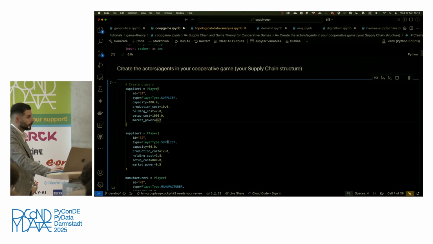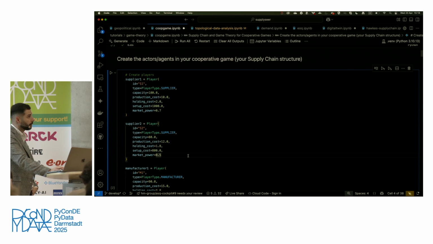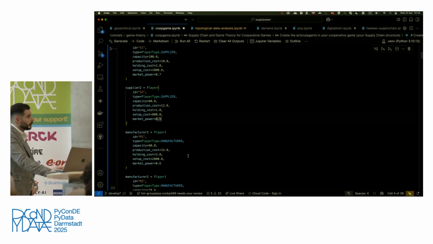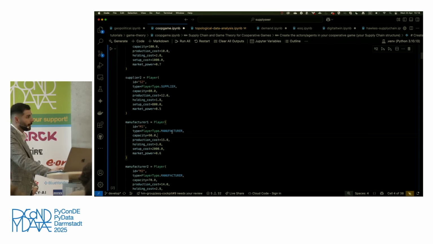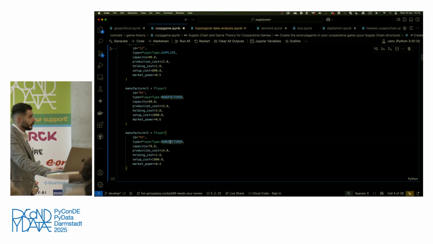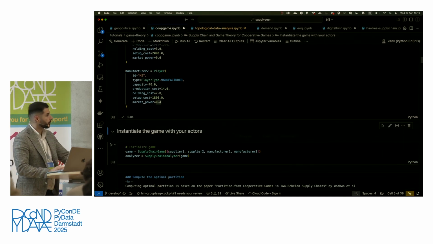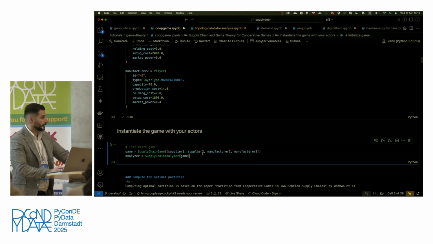The next supplier here in our game is supplier 2. They have different parameters, but they have a market power of 0.5, 50%. We also have player 3, which is a manufacturer, with a market power of 0.6. And another manufacturer with market power of 0.4, 40%. We're going to instantiate the game with supplier 1, supplier 2, manufacturer 1, and manufacturer 2.